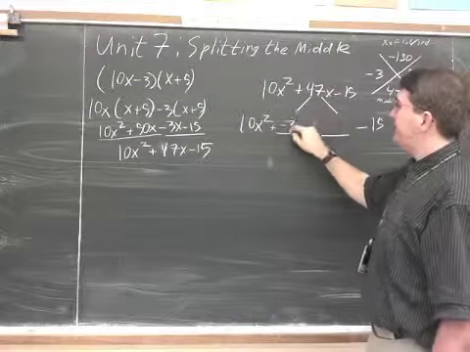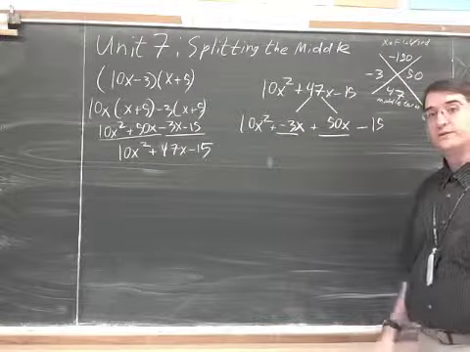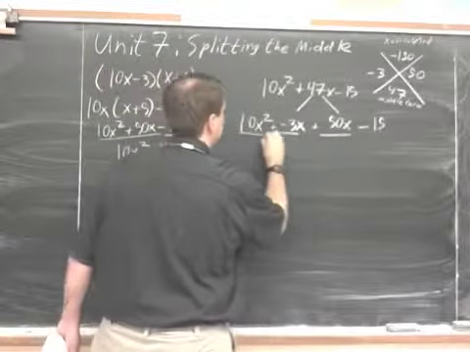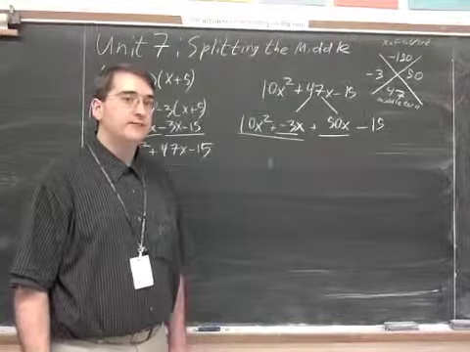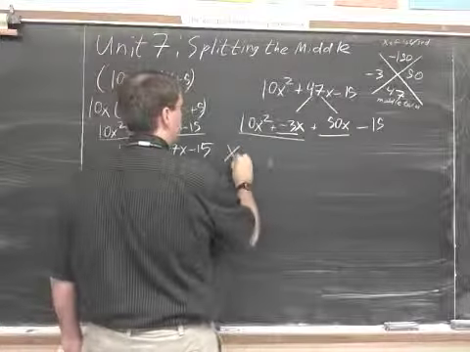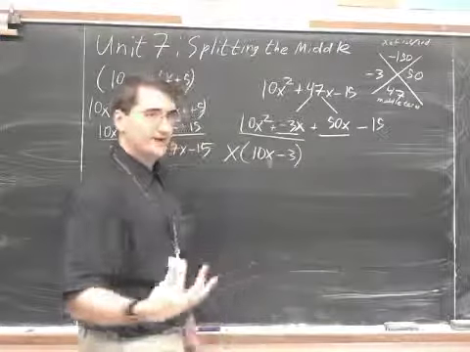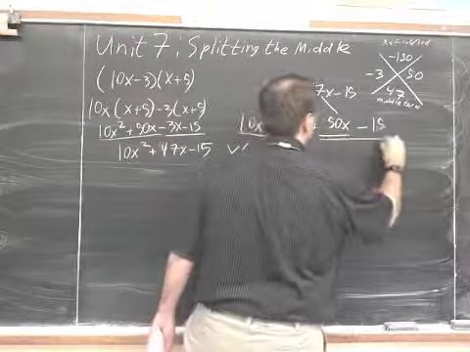I'll have negative 3x here and 50x here, and we'll see what happens. I look at the first two terms, 10x squared minus 3x. The only thing those two terms have in common is x, and so I pull that out. 10x minus 3, or plus negative 3. Then I look at the second two terms, 50x minus 15.